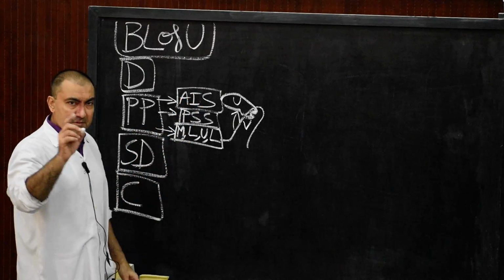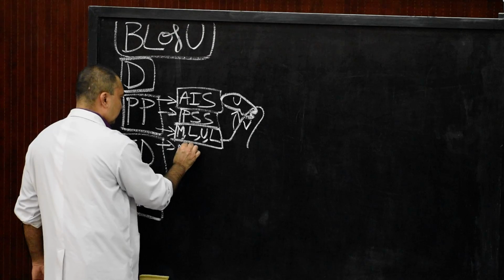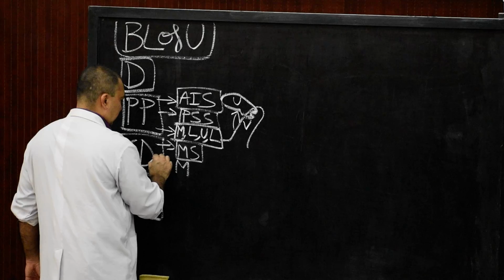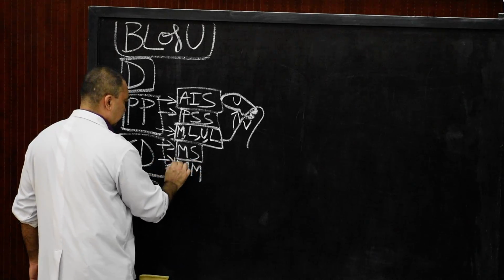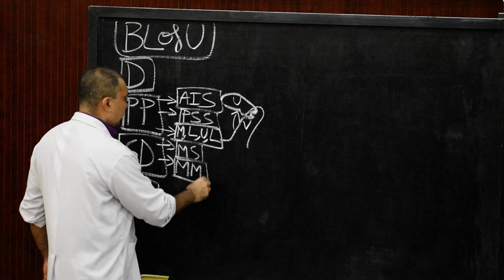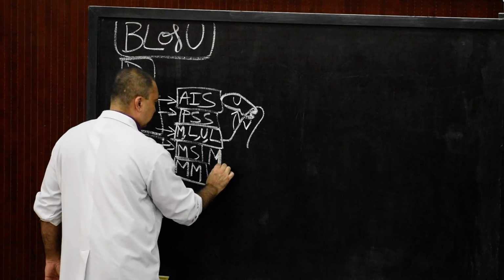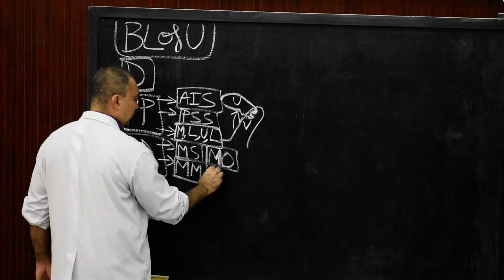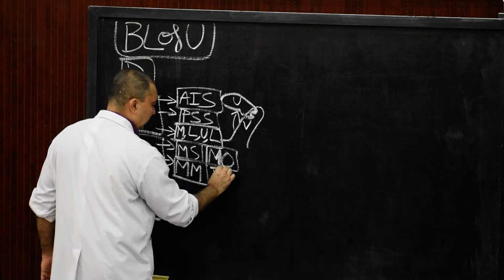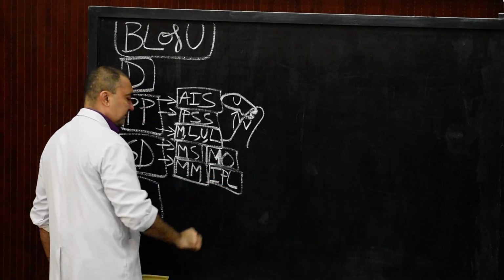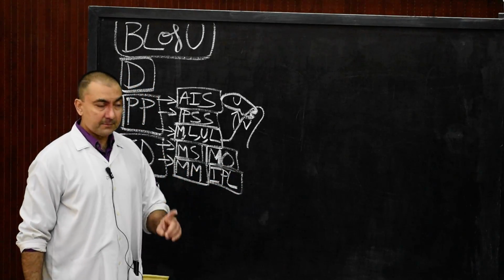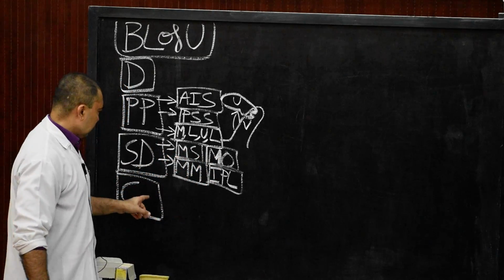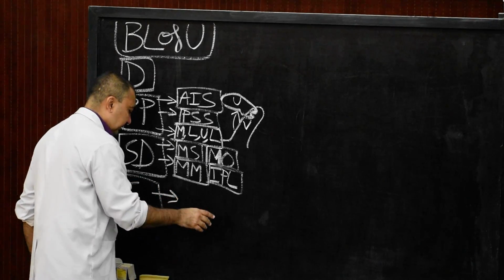Then subdivisions. Subdivisions will include here mesosalpinx. Second one will be mesometrium. Third one will be mesovarium, and fourth will be the infundibulopelvic ligament, or it will be known as suspensory ligament of the ovary. These four structures are the subdivisions of the broad ligament. And finally, contents. Contents we'll discuss later on.